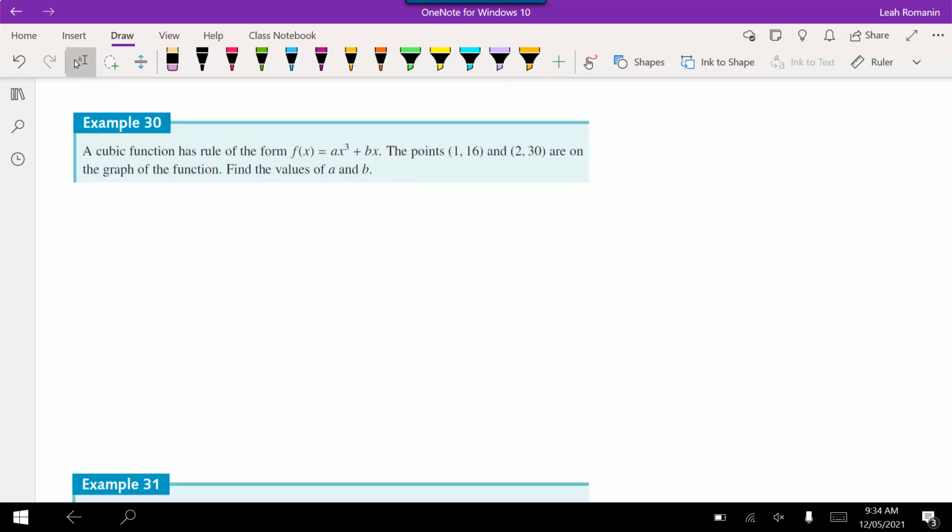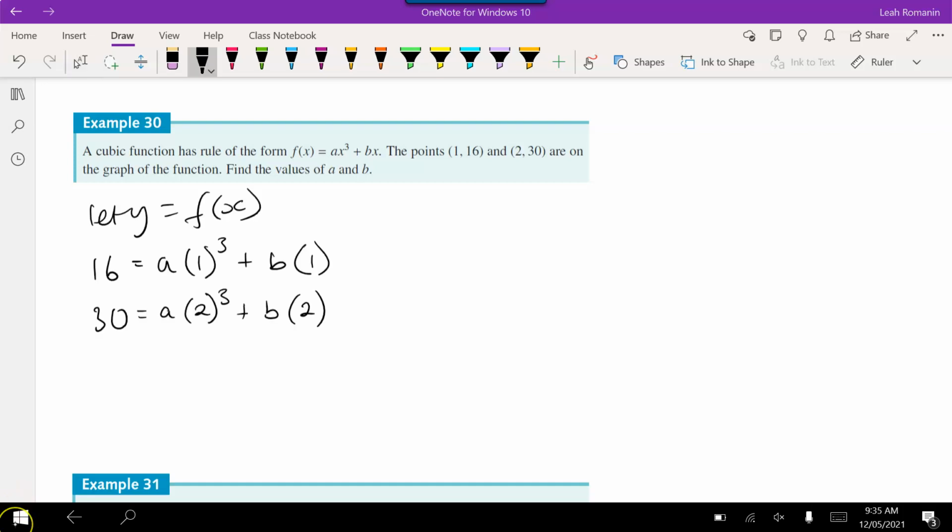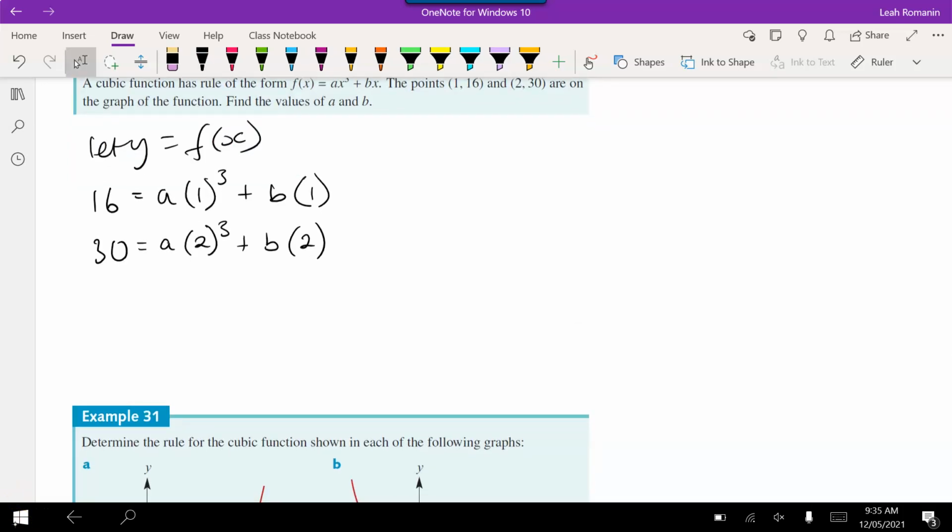Okay, our next one here has the rule of the form f of x is equal to ax cubed plus bx. And we're given 2 points and we have two unknowns, which means what are we going to be doing for this question? Simultaneous equations. Fantastic. So I'm going to set up my simultaneous equations. Then I'm going to do them like any other simultaneous equations. I'm just going to simplify these. So I've got 16 is equal to a plus b. That one's quite easy. And then 30 is equal to 8a.